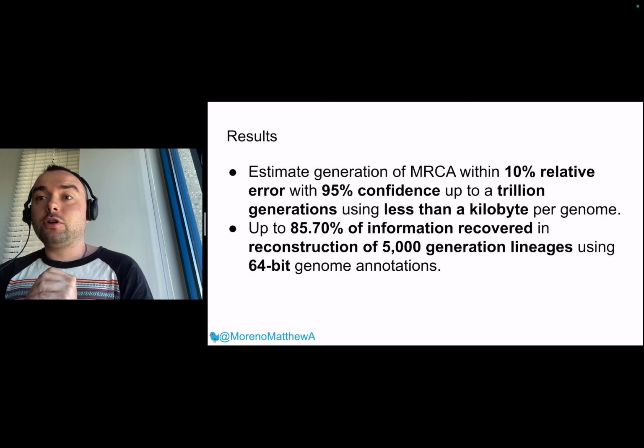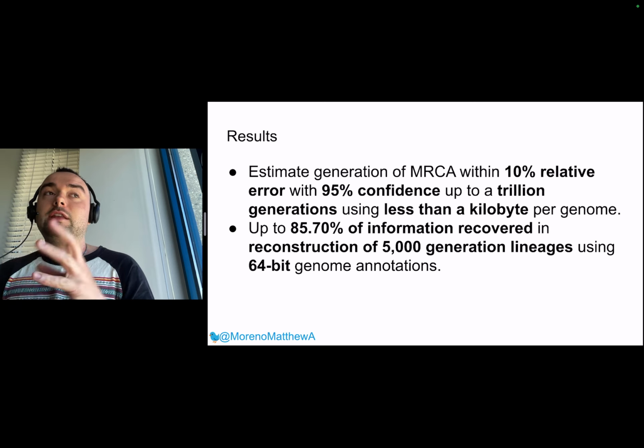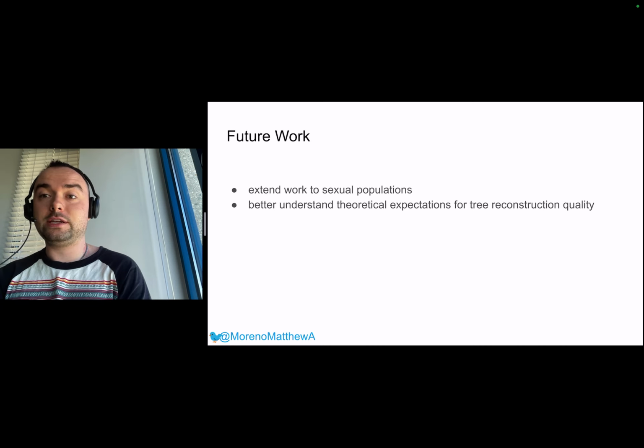With this approach, we've been able to estimate the MRCA within 10% relative error with 95% confidence, up to a trillion generations using really small genome annotations. And in doing actual tree reconstructions, we've been able to recover up to 85% of information for 5,000 generation lineages using only 64 bits of annotation.